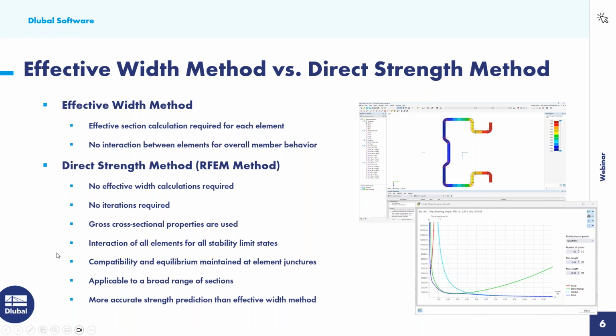So overall, we're going to see a more accurate strength prediction than the effective width method, and this leads to more economical design. If we can better predict the strength of our cross section, then more or less this is going to lead to a better overall structural design.